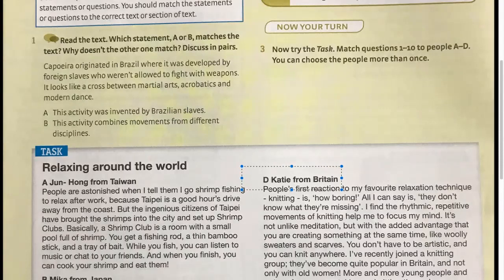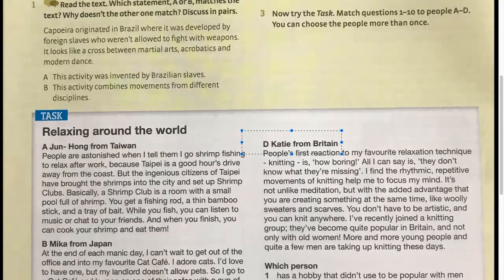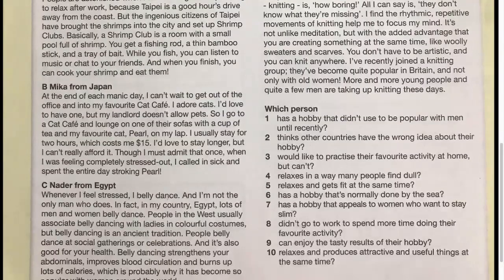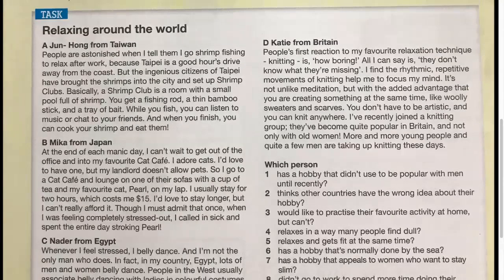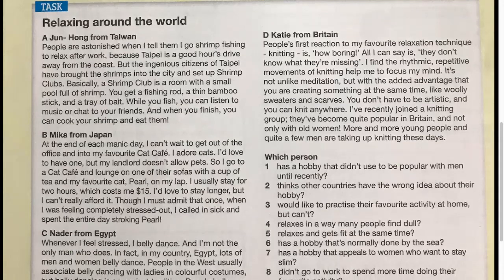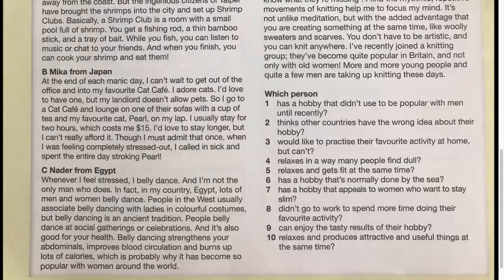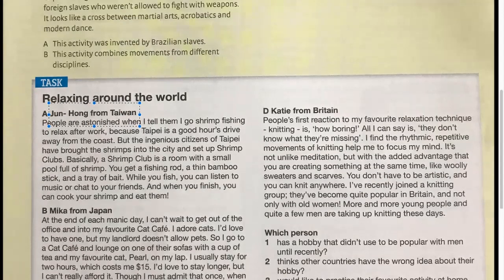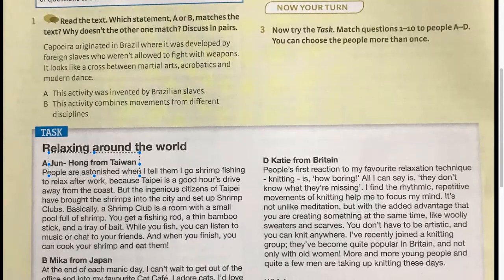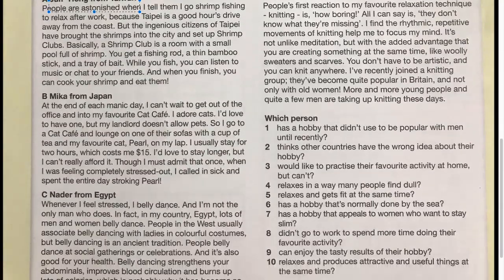So be careful with that because you can choose the people more than once, okay? So you may have, for example, 10 questions, but you have only 4 people. So maybe for number 1 and for number 10 and for number 6, Jan is the correct answer, okay? So you're going to match the person with each question. So one person, each question. But the same person can be repeated in more than one question.